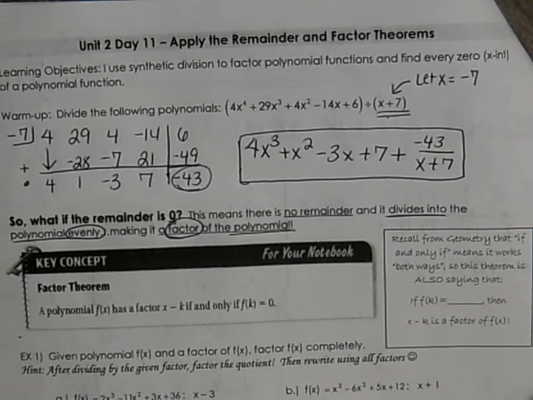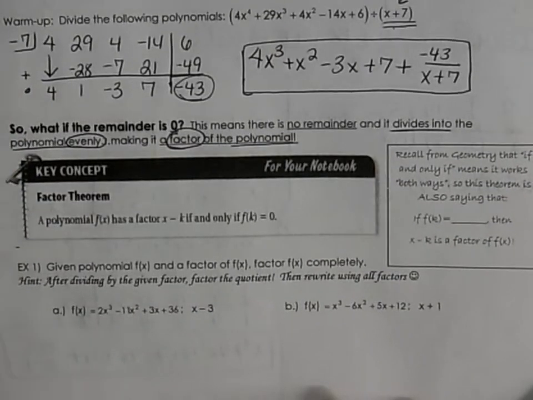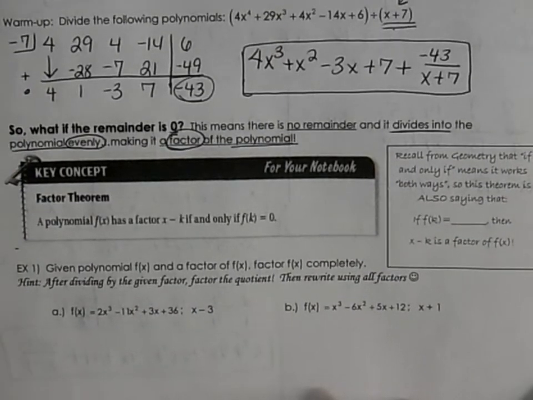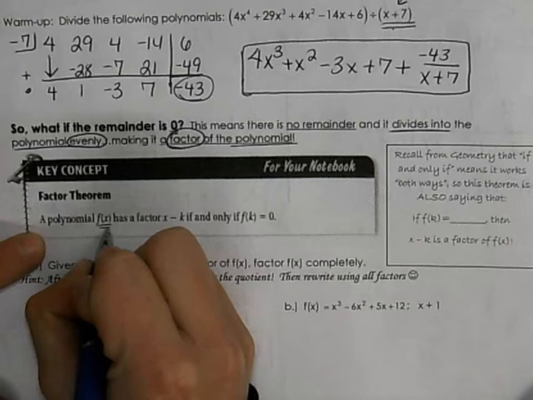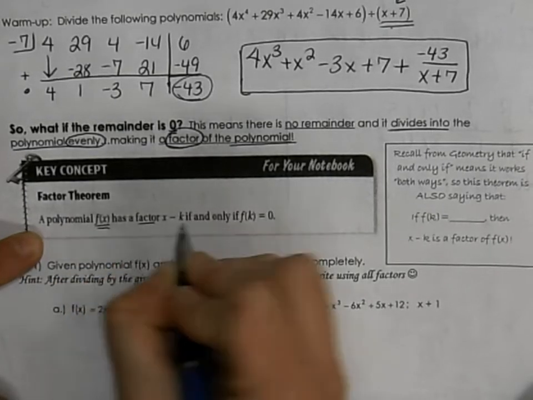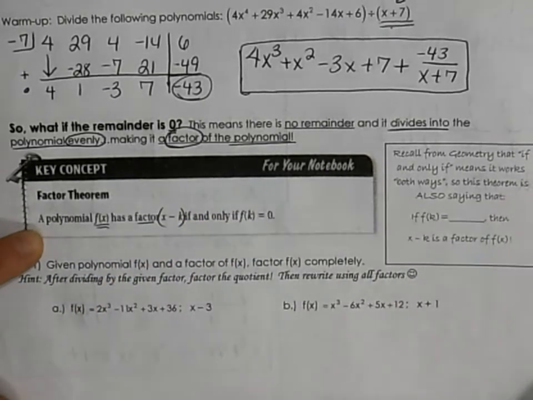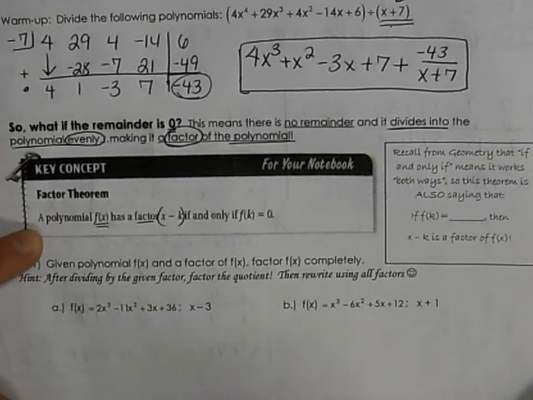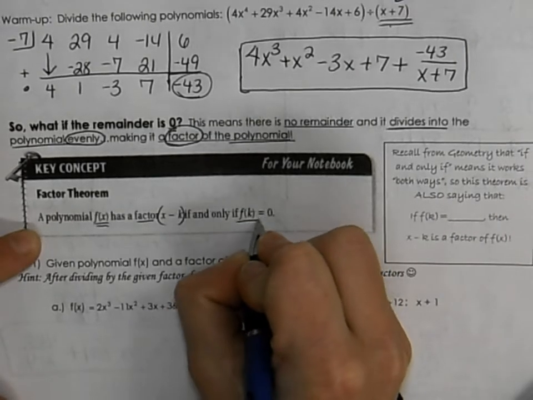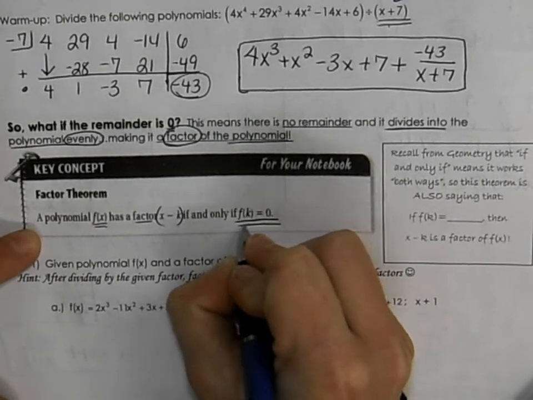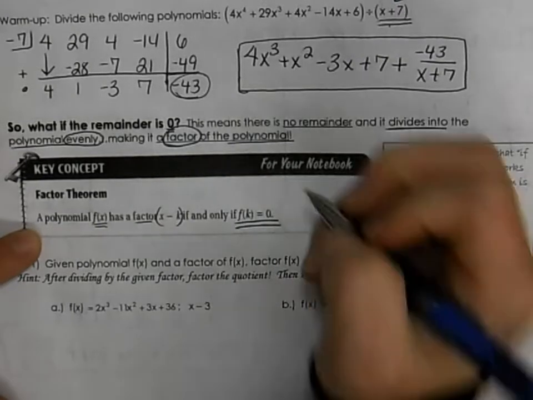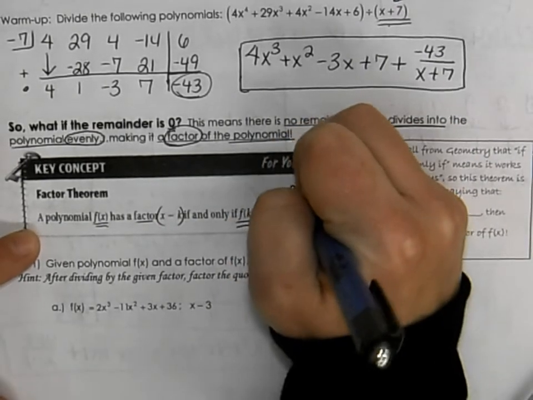meaning that you could potentially factor that polynomial completely. So the polynomial factor theorem says a polynomial f of x has a factor of x minus k, and we can put that into parentheses, if and only if f of k is equal to 0. So it is a factor if you find that your remainder is equal to 0.